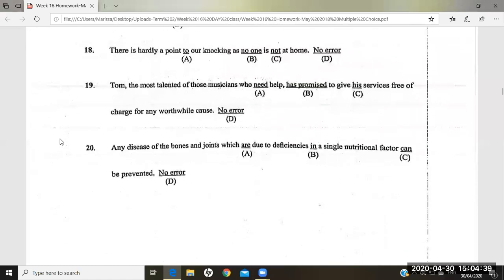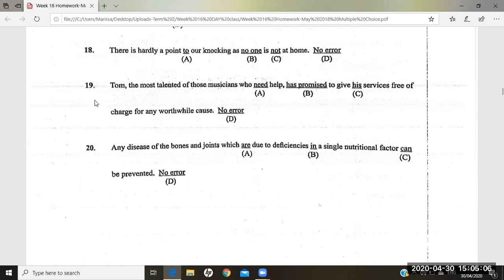There is hardly a point to our knocking as no one is at home. See? Very good. See, because of the double negatives in the sentence. Good. Number 19. Tom, the most talented of those musicians who need help, has promised to give his services free of charge for any worthwhile cause.